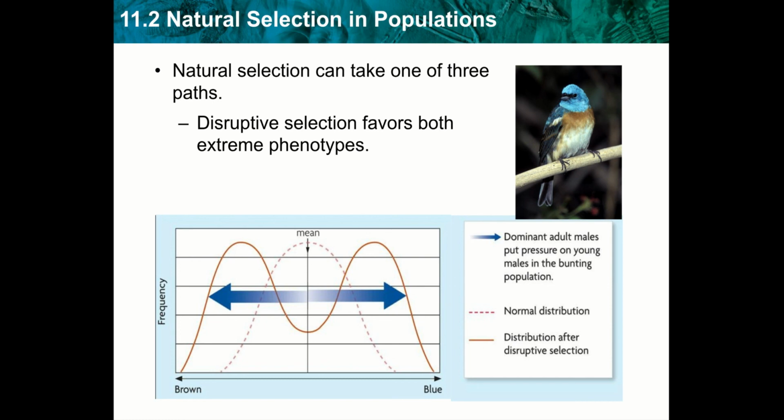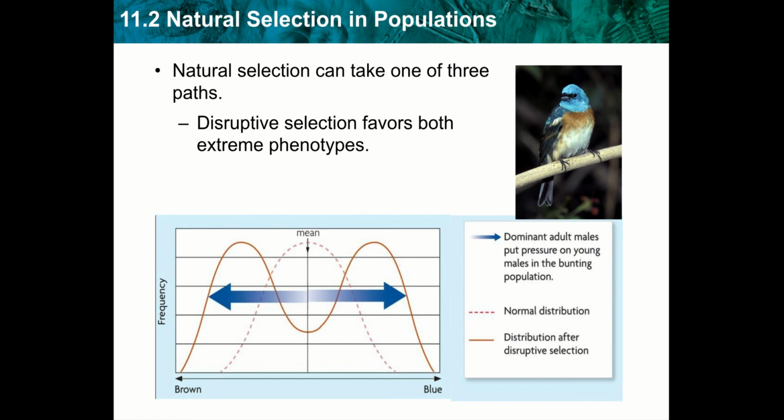And so those in the middle with that phenotype, both brown and blue, may not be able to reproduce and pass on their traits. Those that are that bright blue or that bright dominant brown coloration are going to reproduce and pass on their traits because females are going to pick them. So you have disruptive, which favors both extremes. Those in the middle are going to die out. Those on the extremes with the extreme phenotypes are going to survive and pass on their traits.